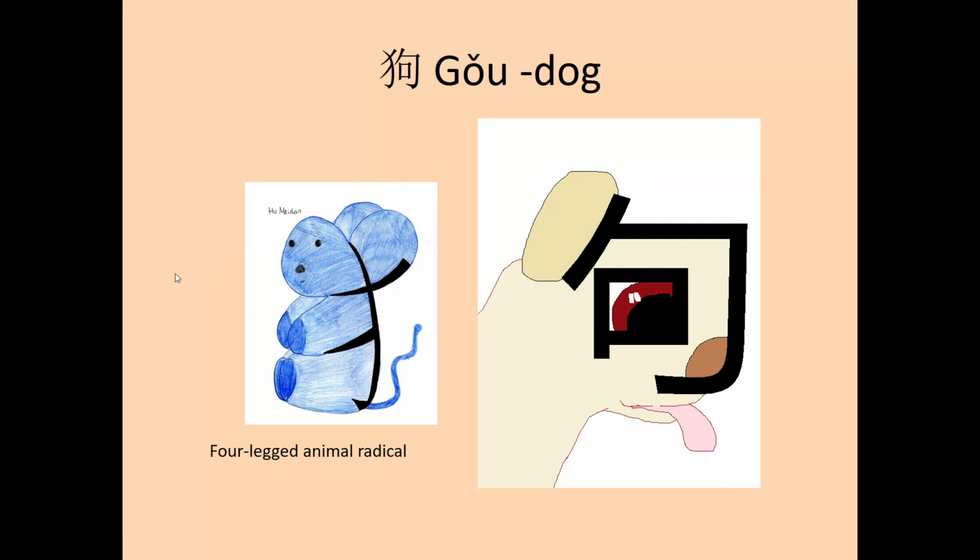The next character is gou, dog. Notice it has the four-legged animal radical that we saw before when we learned radicals. And then it has this shape, which sounds like gou. I think it looks like a dog. You have the ear, and then the nose here, and inside is the eye.